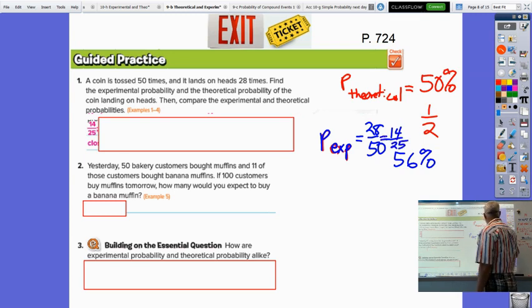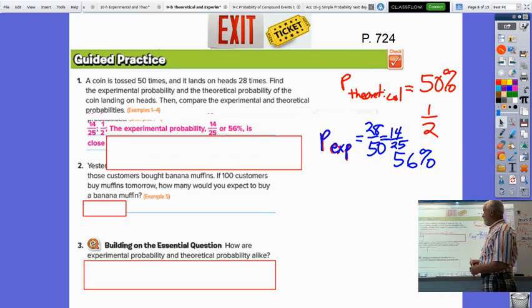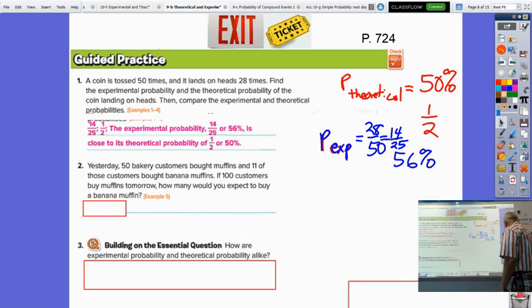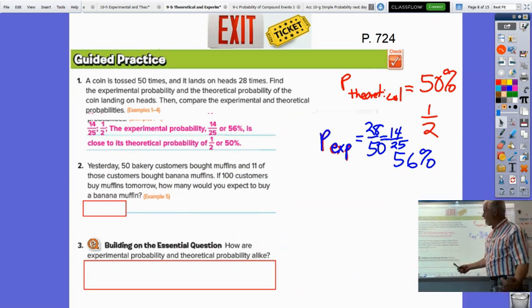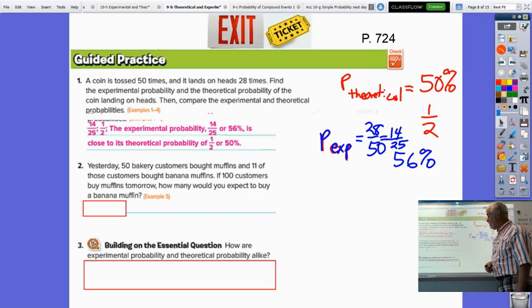14 out of 25, so the experimental probability, 14 out of 25, 56%, is higher than what you would expect in the theoretical probability. What does that mean? Nothing. It just means you need to toss the coin more times, okay? Because a coin doesn't really have any way to be unbalanced, I don't think, okay?